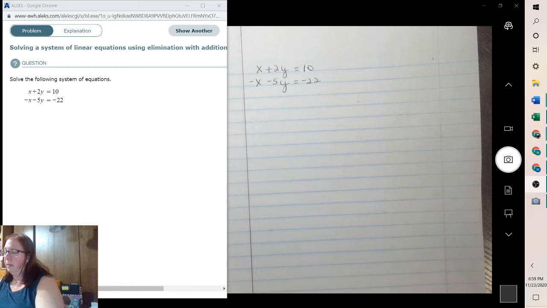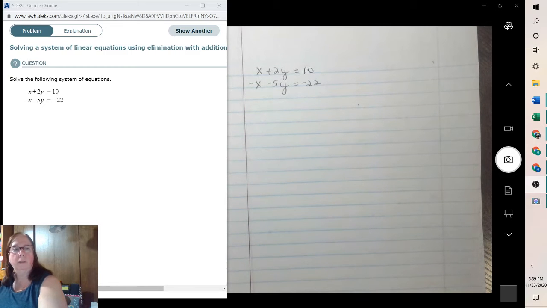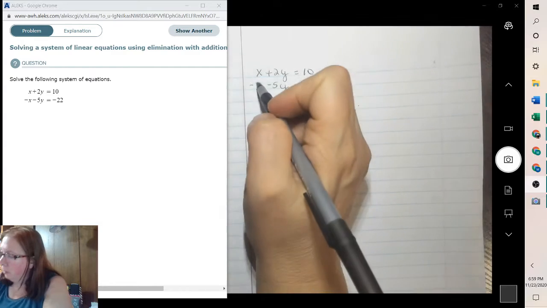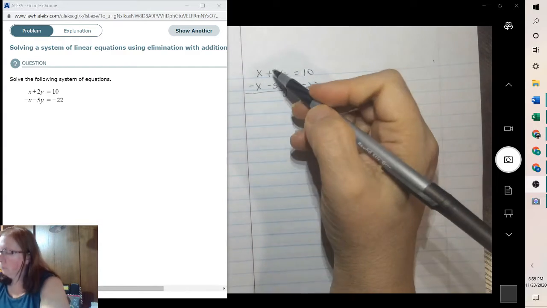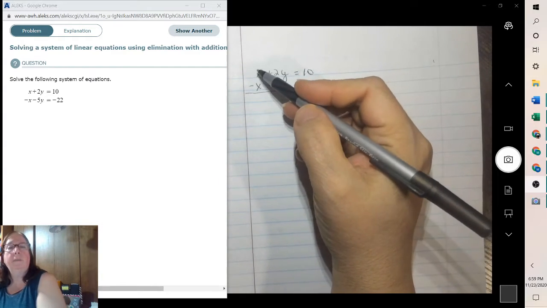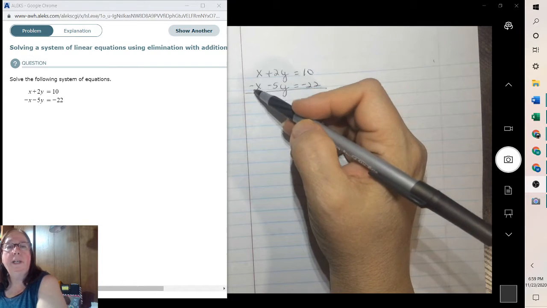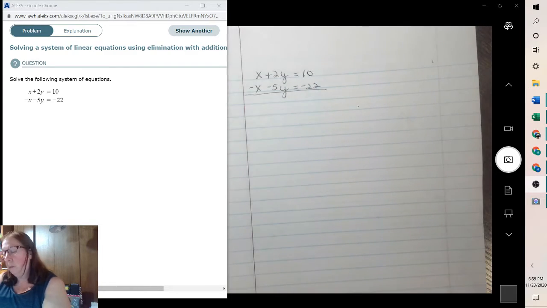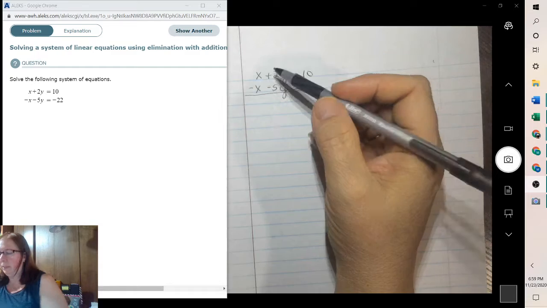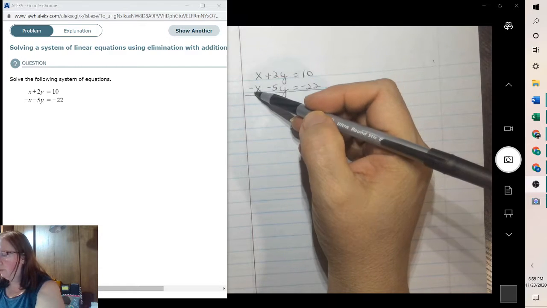Notice that when you add down, the x's drop out, because they're the same leading coefficient of 1 and they're opposite signs. So when that's not the case, you want to get it to be that case. But if we add down, this drops out.